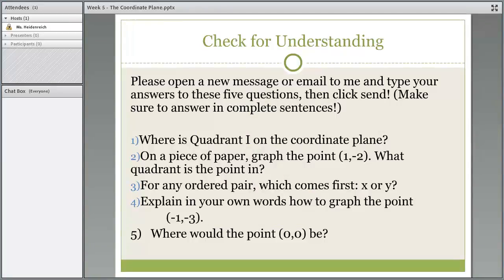And this is the quiz. So I would like you to take a minute and open up a new message and answer these 5 questions in the message and send them to me to finish earning your points for this asynchronous session. And if you have any questions about our class, please feel free to send me a message or give me a call.